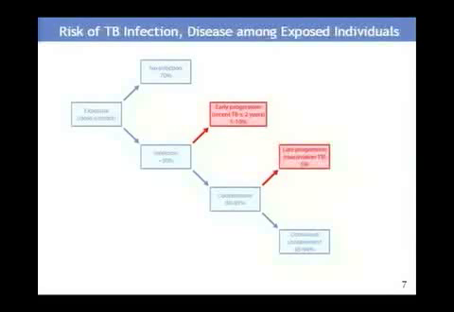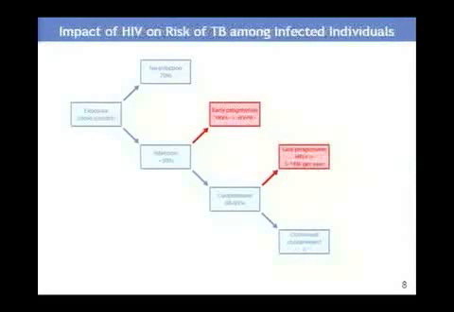But as you can see in the box at the bottom, approximately 85 to 90% of those 30% that became infected will actually progress to active disease. So a very small number of people among those who have become infected with Mycobacterium tuberculosis will actually progress to active disease. Now we will see how HIV greatly impacts these numbers.